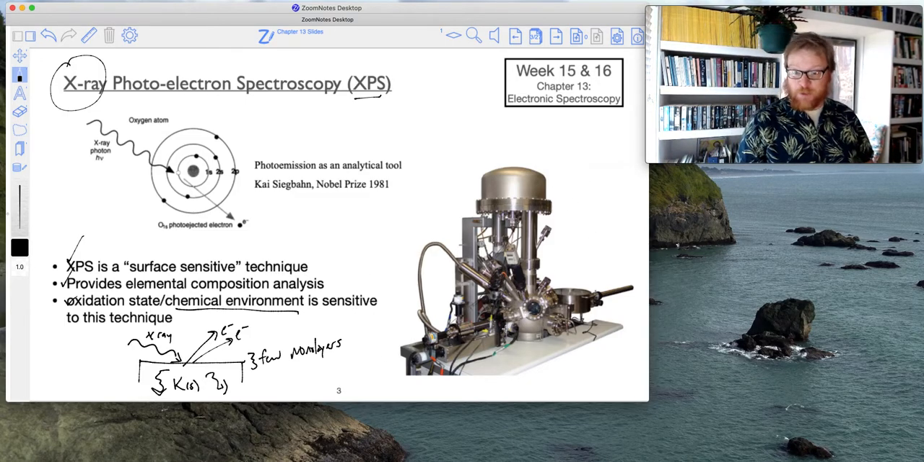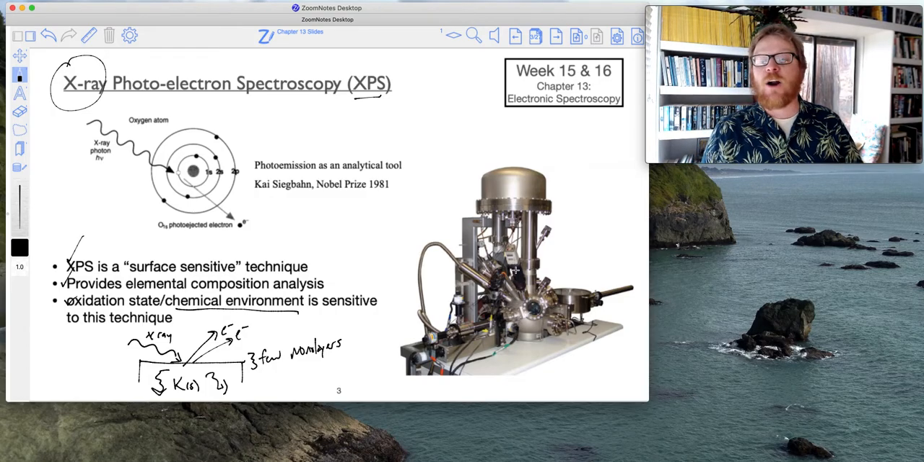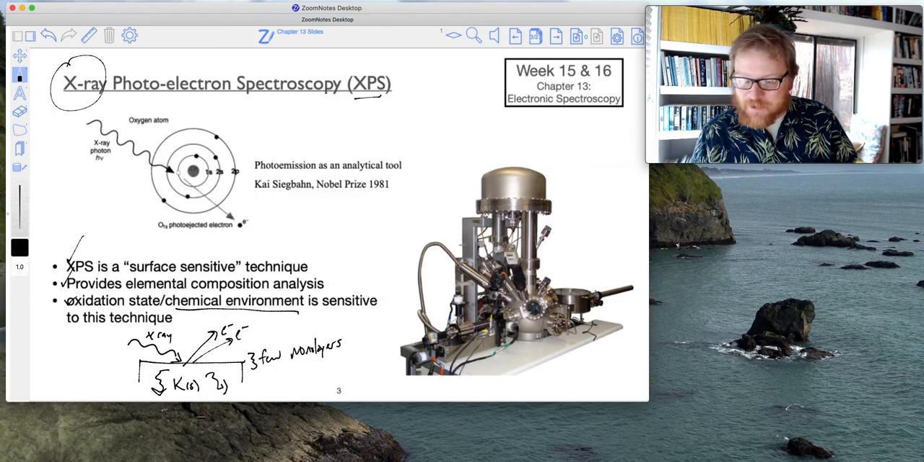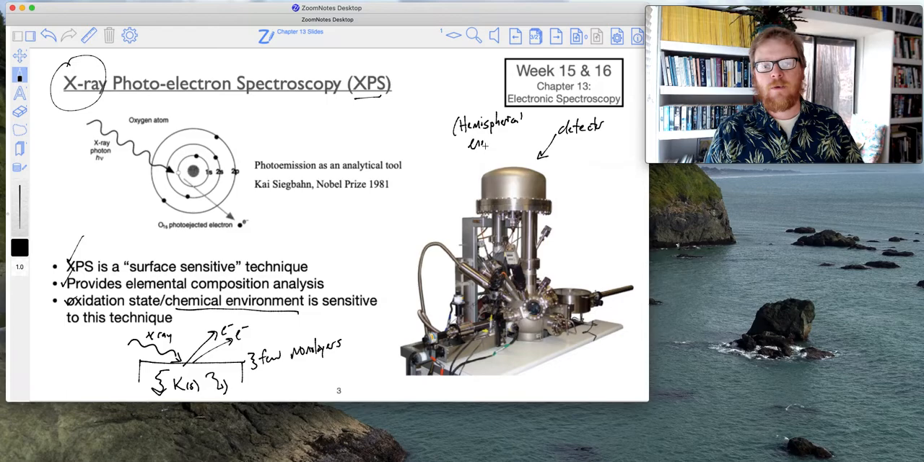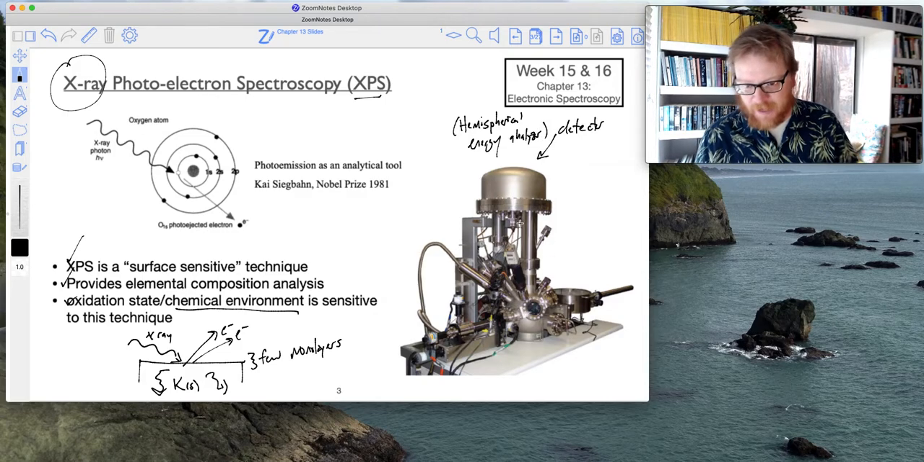Here we have a picture of an XPS device, and these things are complex, expensive, and difficult to use. And that makes them really exciting. Here we have the detector. This big old looking hat, we call that the Hemispherical Energy Analyzer. I'll show you a better schematic in the next slide.